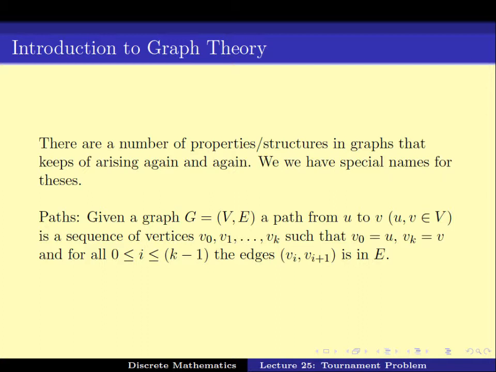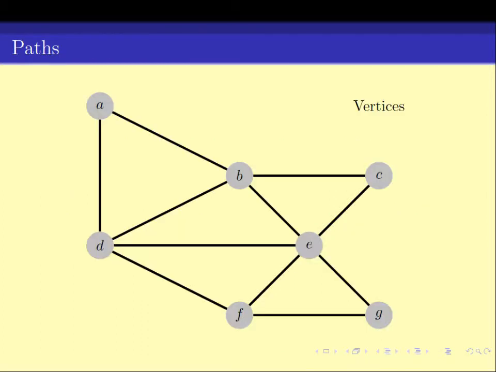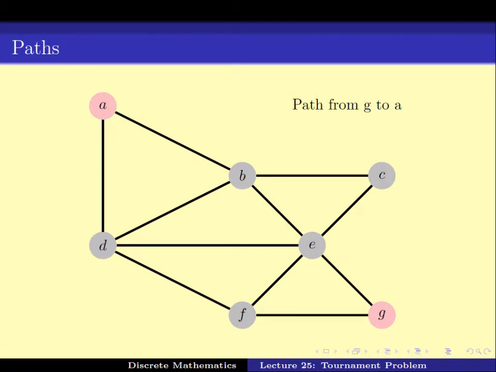A path is a sequence of vertices. So a path from U to V is a sequence of vertices V0, V1 till Vk, where the first vertex V0 is U and the last vertex Vk is V, and there is an edge between Vi and Vi plus 1. That means there is an edge between V0 and V1, from V1 to V2, then V2 to V3 and so on. So for example here, if I want to draw a path from G to A, we can have this as a path. GFDA is a path.